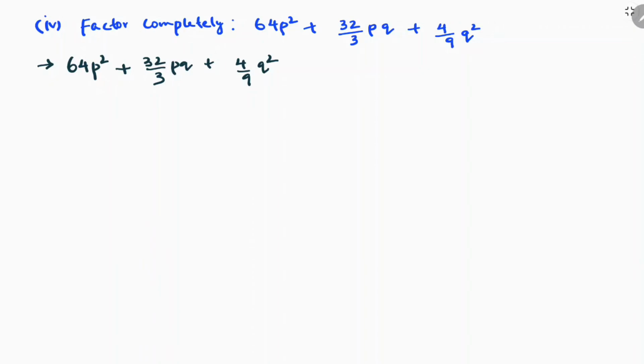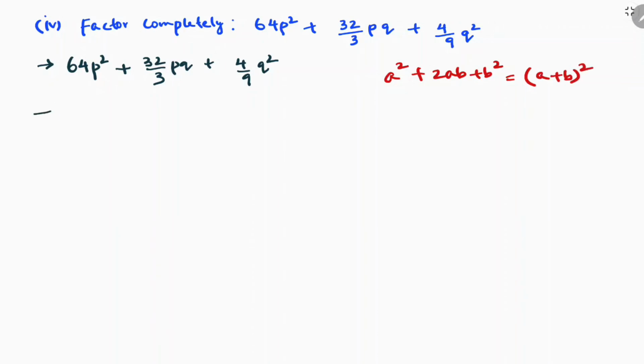So clearly, if you observe this, here we can use identities directly. It is in the form of a square because 64p square we can write as 8p whole square, and this is also in the form of a perfect square, that is 2 by 3 q whole square. So these both are in the form of a square and b square. So we need to check for 2ab. So directly we can use the identity if it fits: a square plus 2ab plus b square, then we can write directly a plus b whole square.